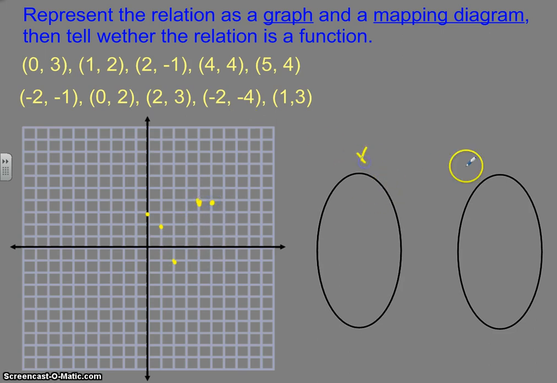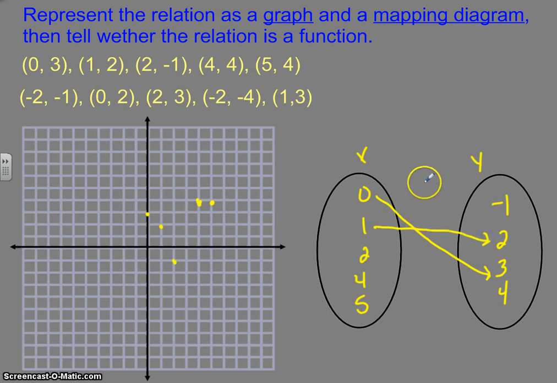So again, this is x and this is y. I'm going to have 0, 1, 2, 4, and 5. Then for the y values, I got negative 1, and it looks like I got 2, 3, and 4. Okay, 0 goes with 3. 1 is paired with 2. 2 is paired with negative 1. 4 is paired with 4. 5 is paired with 4.